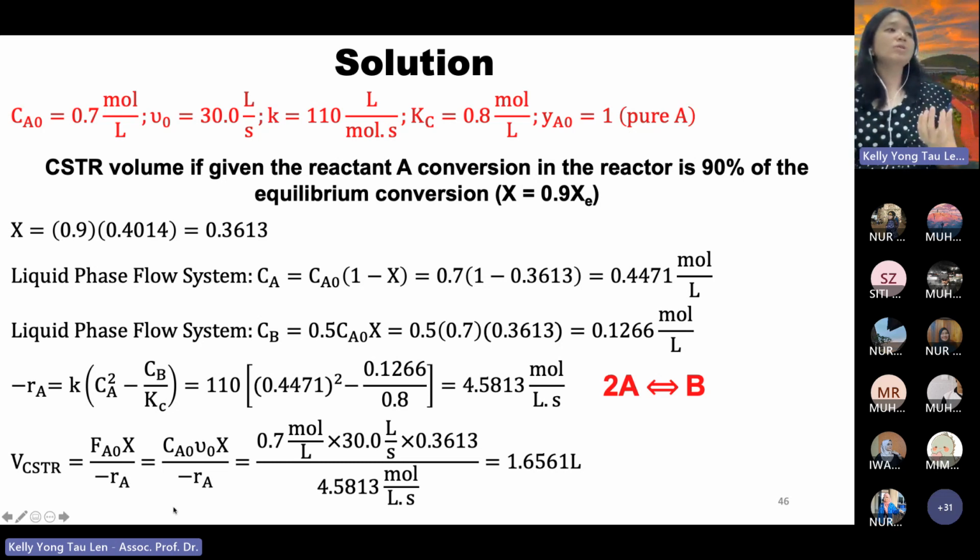So in this case, what you can do is first find out the value of the rate law, minus RA. Once you get minus RA, then you can substitute it into this equation. Okay, so let's say we do this step. We first find the value of minus RA.